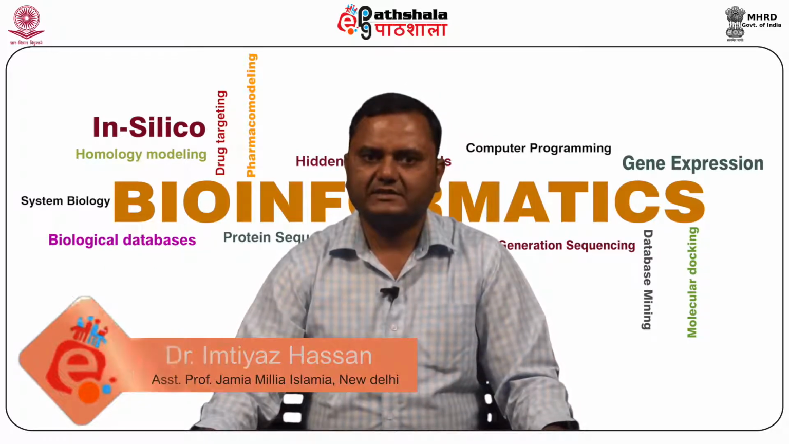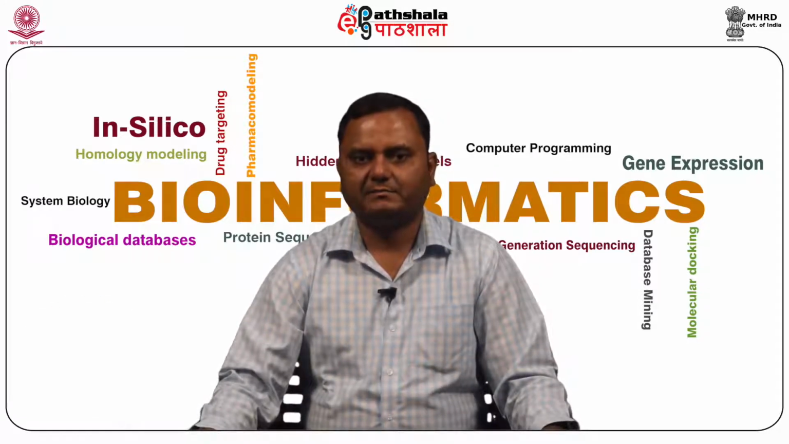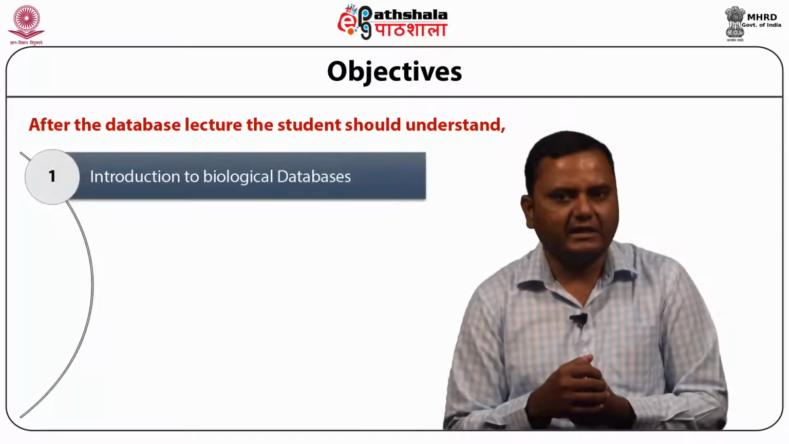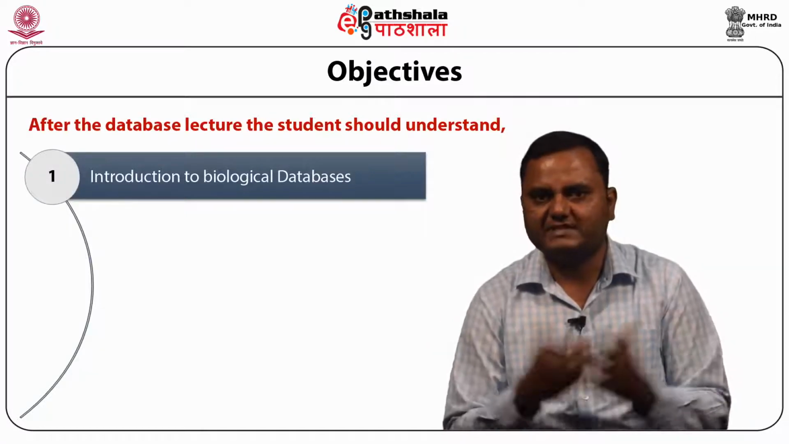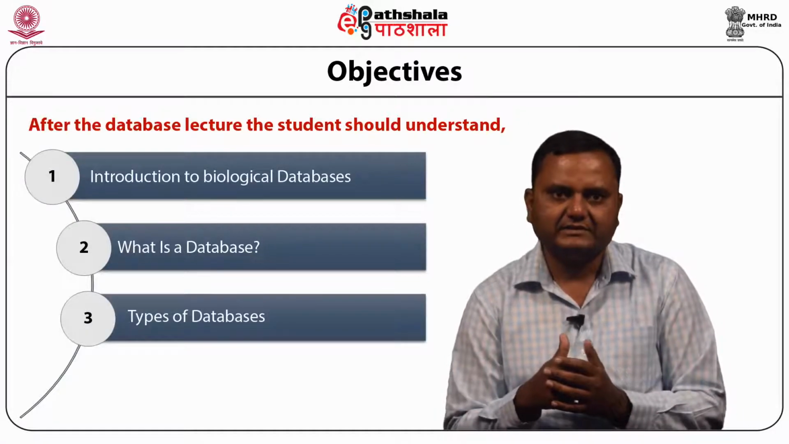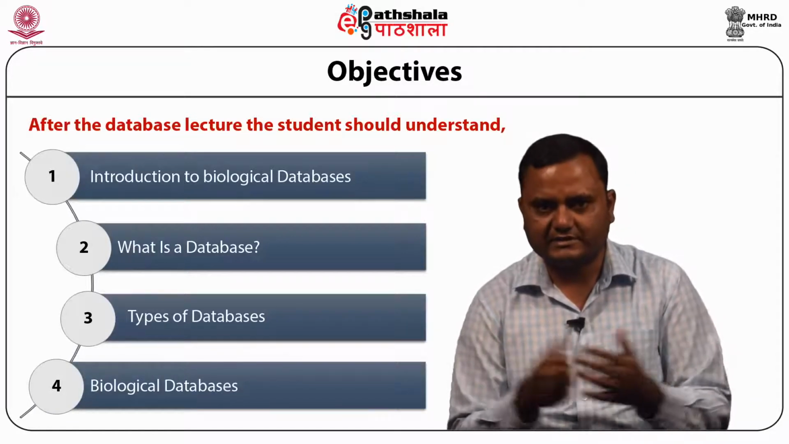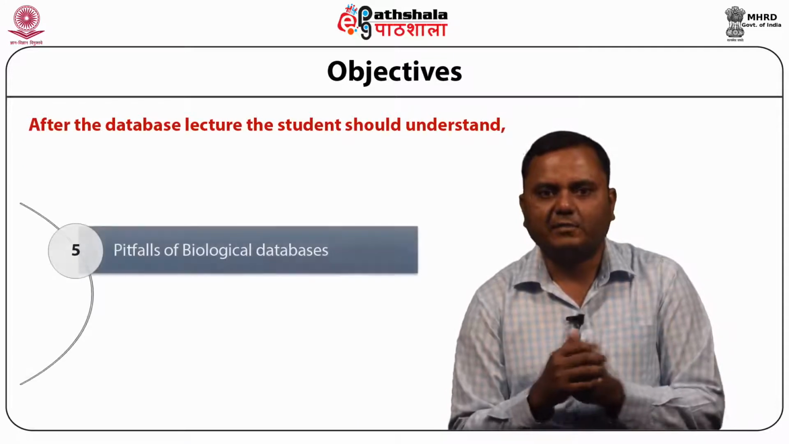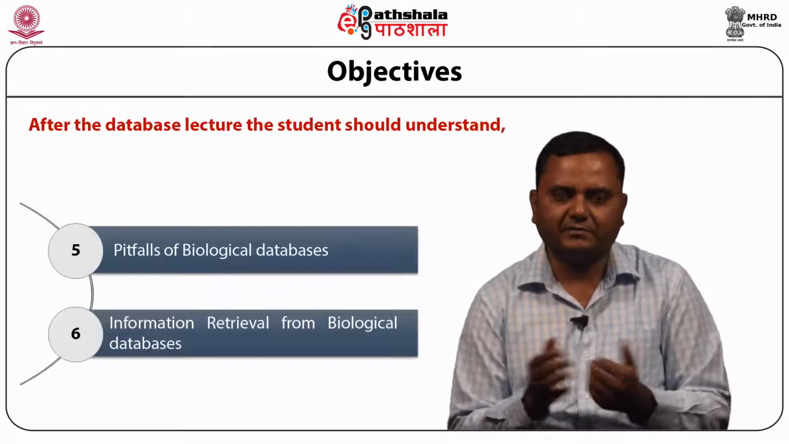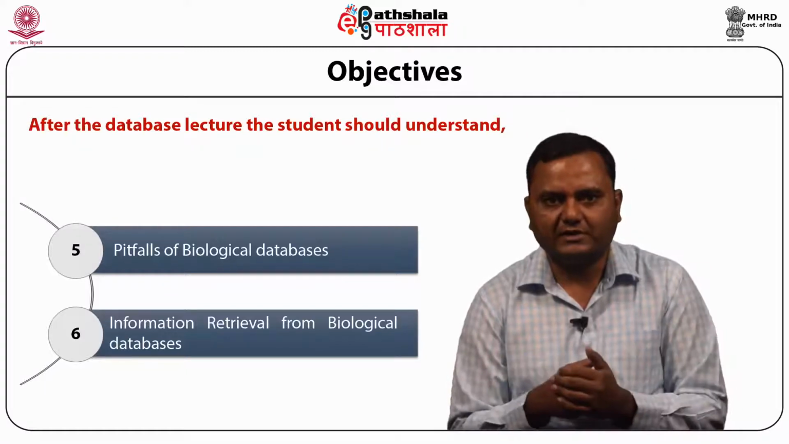Today we are going to discuss a module, database management system in biology, under the paper bioinformatics. The objective of this paper is to discuss the introduction of biological databases. I mean, what are the basic features of a database, what is a database, what are the different types of database, what are the different biological databases in terms of gene, protein and other sequences, what are the major drawbacks or pitfalls of the database, what kind of information can be derived from the database, and how this information is converted into knowledge. So we are going to discuss all this information.